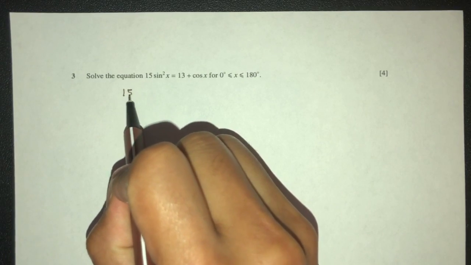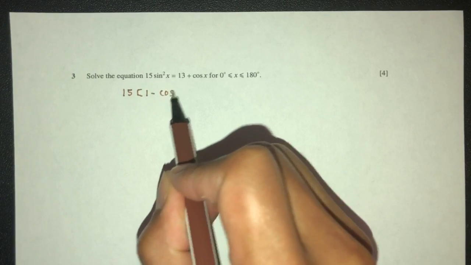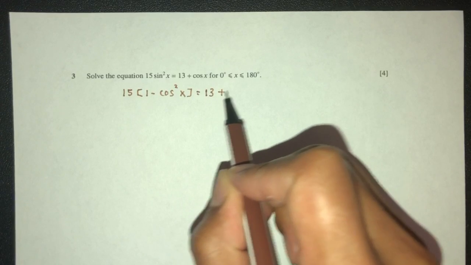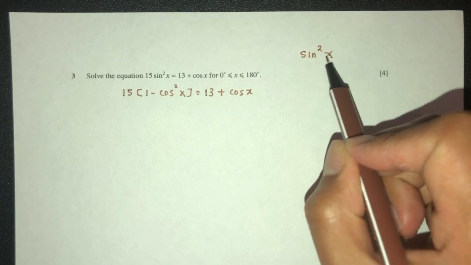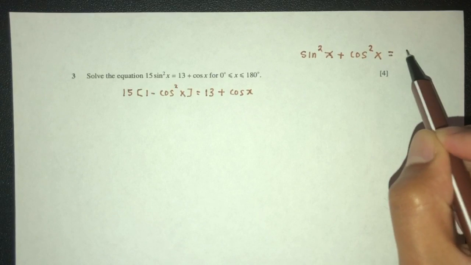So solve the equation for x between 0 and 180. So let's try. Here we have cos, but we realize that we can change sine square x to cos. How? You change that to 1 minus cos square x, right? That will be 13 plus cos x. Because we know that sine square x plus cos square x is equal to 1.